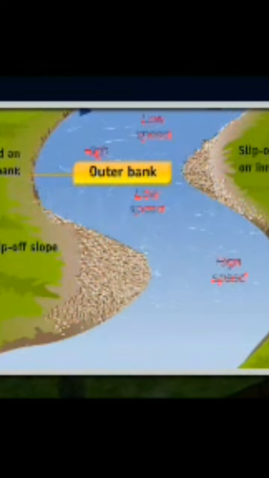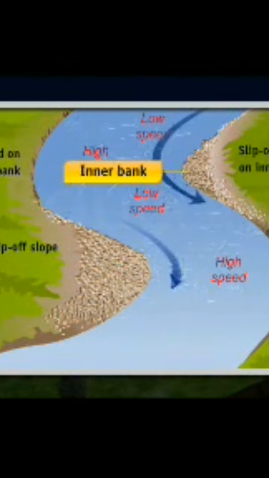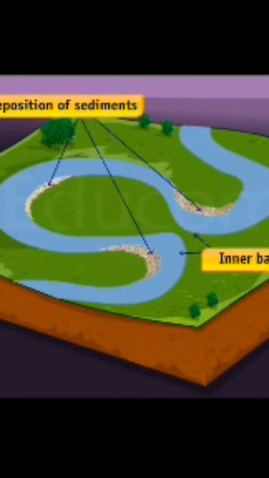Erosion takes place at the outer bank or the outer bend of a meander, while the eroded materials are deposited at the inner bank or the inner bend. With continuous erosion, two consecutive meanders move closer to each other and form a loop. Gradually, over a period of time, this loop becomes more distinct, separated only by a narrow strip of land.